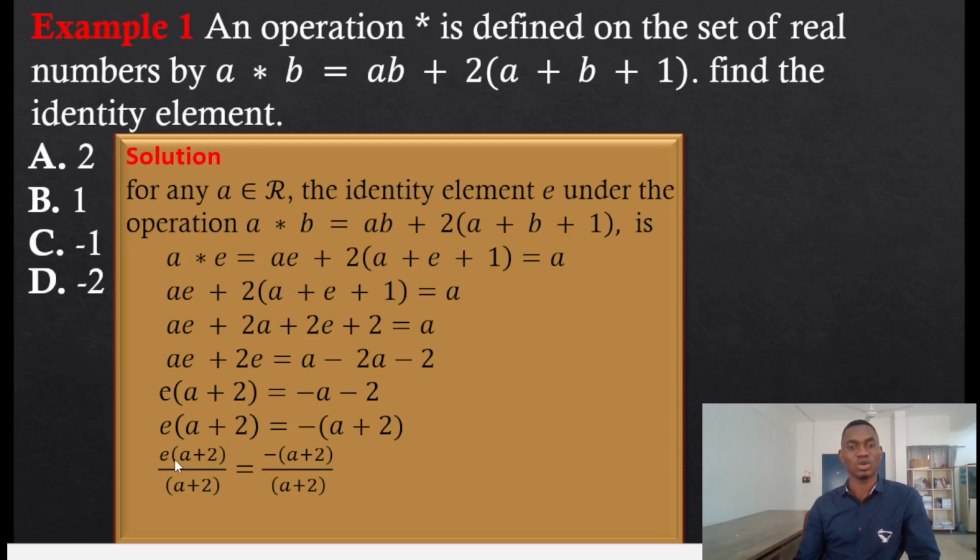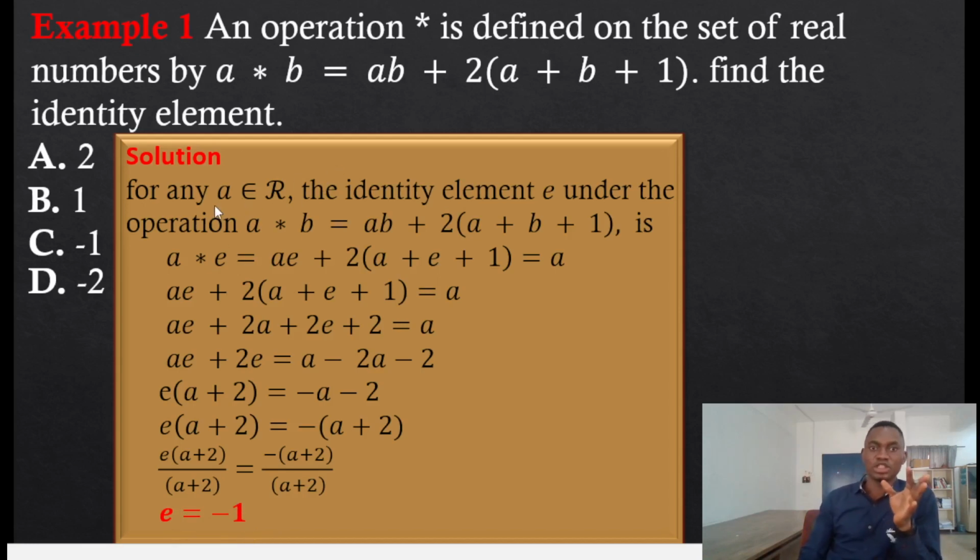So now we have E into A plus 2 all over A plus 2 equal to minus open bracket A plus 2, close the bracket, all over A plus 2. As you can see, A plus 2 can cancel A plus 2, so this can go. Similarly, A plus 2 can go with A plus 2. So our answer remains what? Our answer is minus 1. So our E is minus 1. Now let me explain this answer.